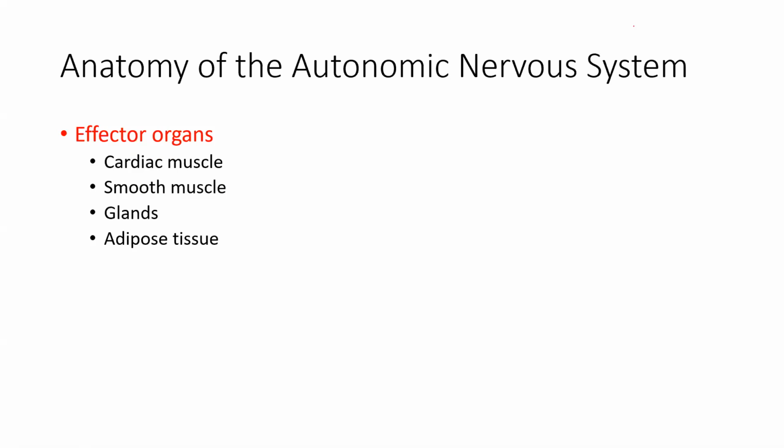All right, and then we also mentioned these examples of effector organs. We've got cardiac muscle, we've got smooth muscle, and smooth muscle is pretty much everywhere in the body, okay? Your bronchial tree, your GI tract, reproductive tract, urinary tract, and then glands. When we talk about glands, we're talking about salivary glands, your exocrine glands, your lacrimal glands of the eyes, and so on. And then adipose tissue. Now, adipose tissue is only influenced by the sympathetic division. So make a note of that. We'll also touch on that later on, but only the sympathetic system influences our adipose or fat tissue.